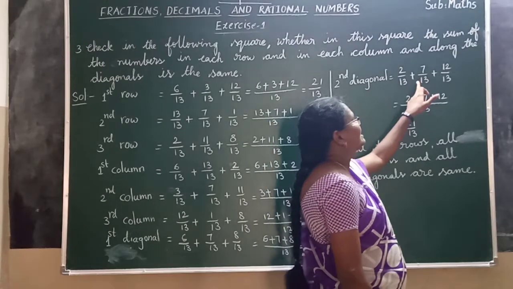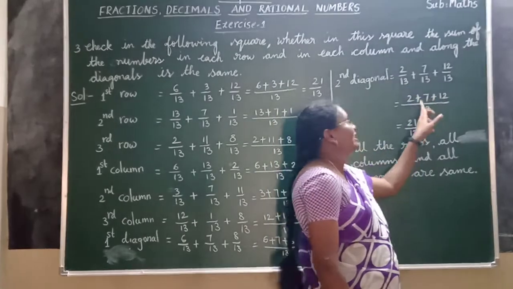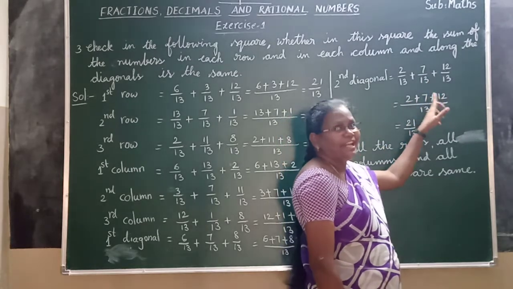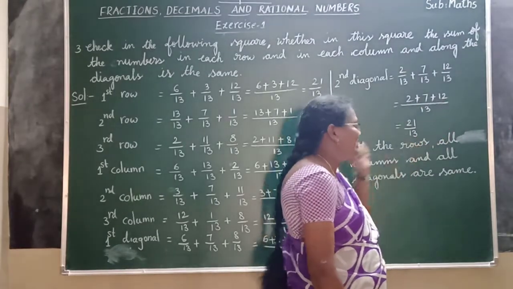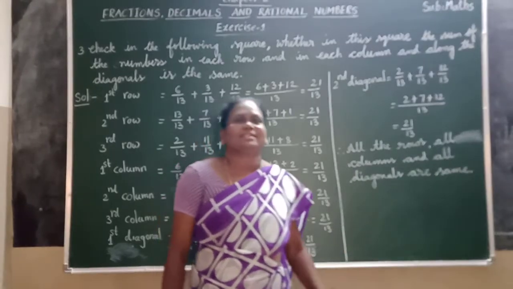Now second diagonal: 2 by 13 plus 7 by 13 plus 12 by 13. What is the LCM, children? 13. 2 plus 7 plus 12. 2 plus 7 is 9. 9 plus 12 is 21. 21 by 13. Here all the rows, all the columns and all the diagonals are the same.